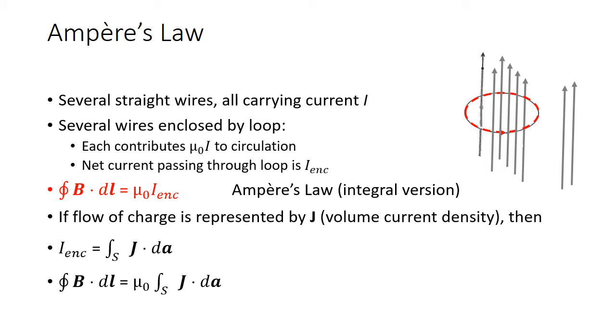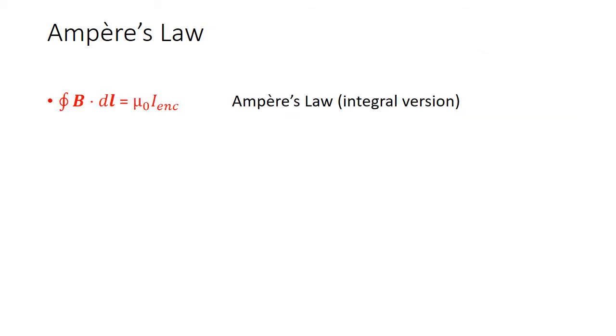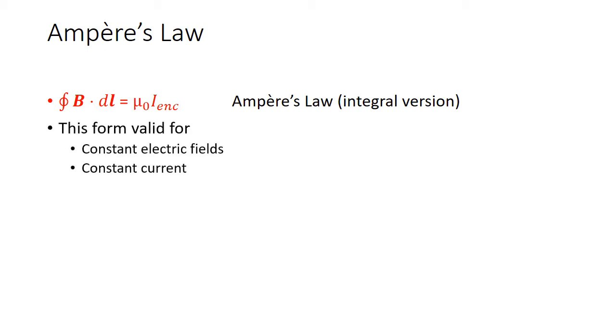If the flow of charge is represented by a volume current density J, then the enclosed current is the surface integral of J over the cross-sectional area bounded by the path of integration, shown in red in the figure. Here is the integral version of Ampere's law again. This form of Ampere's law is valid for situations in which all the electric fields and currents are steady.